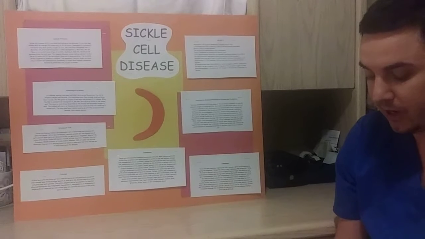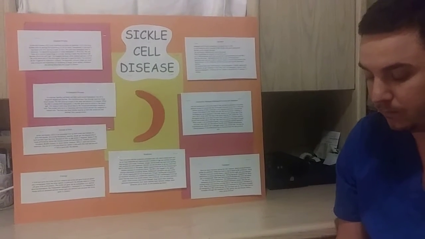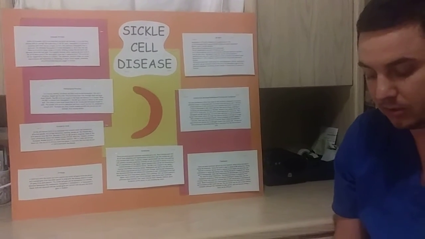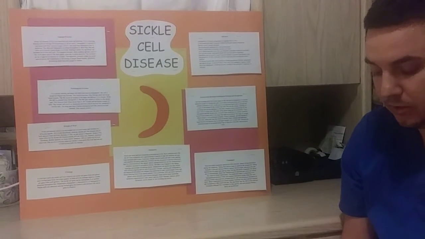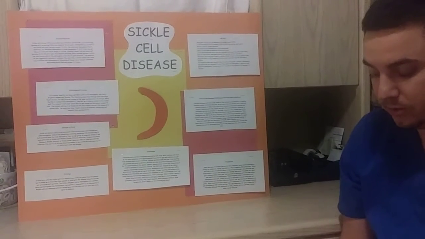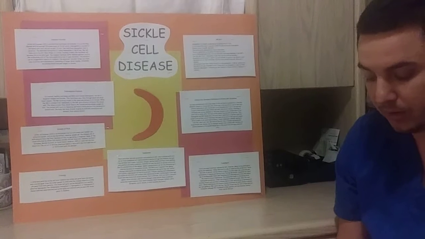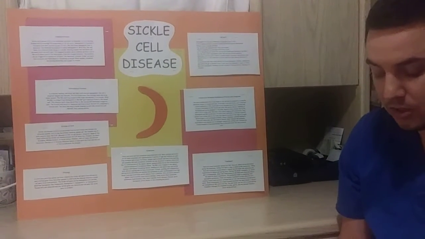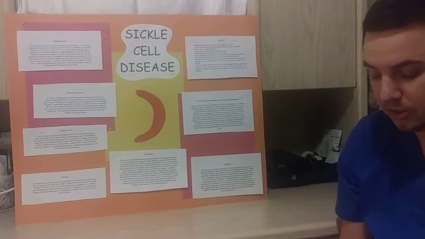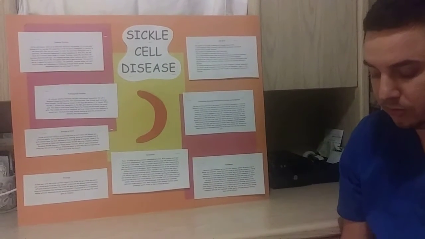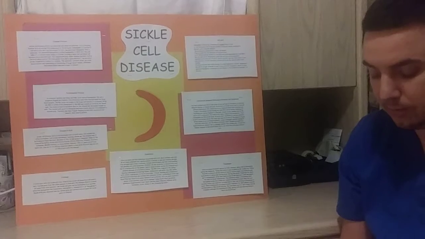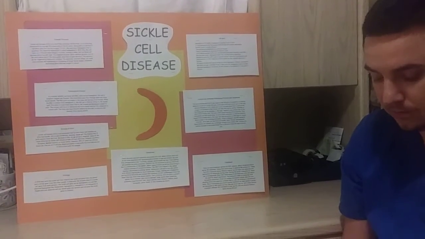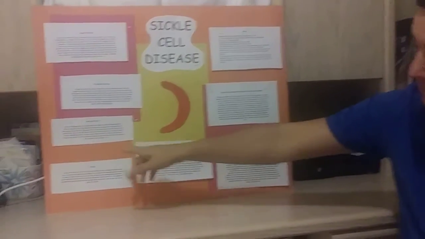This happens because valine replaces glutamic acid at the 6th amino acid of the beta globin chain due to gene mutation. The mutation can be triggered by hypoxia or acidosis. The abnormal crescent shape can cause vaso-occlusion and hyperplasia or thickening of large blood vessels, ultimately decreasing blood flow and oxygen to tissues.